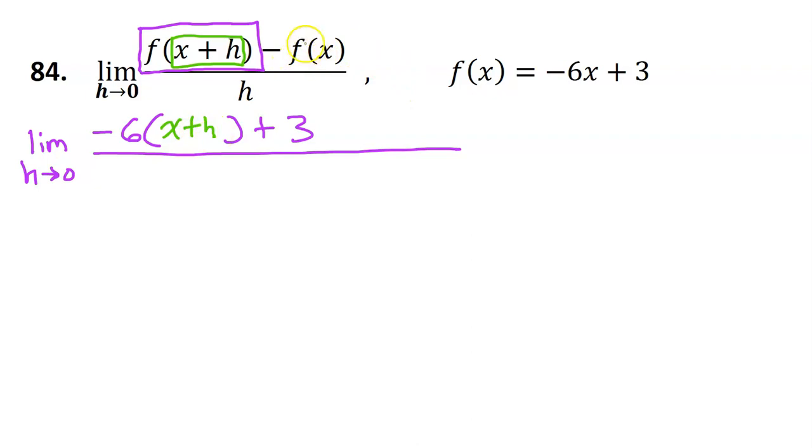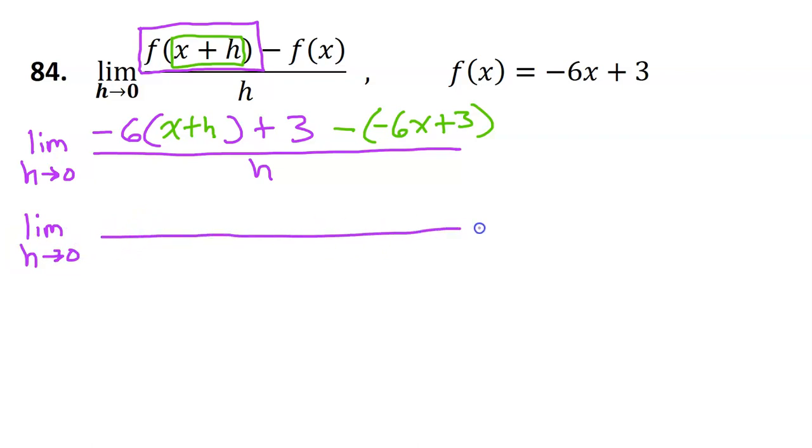Then over here on the end, we're just going to have minus f of x. So we're going to have minus the actual function. So minus negative 6x plus 3. And this is all over h. So let's do the distributive property, combine like terms, and see what happens. So we're going to have the limit as h approaches 0. I'm going to distribute this negative 6. So this is going to give me negative 6x minus 6h. And then I've got that plus 3 that I'm bringing down.